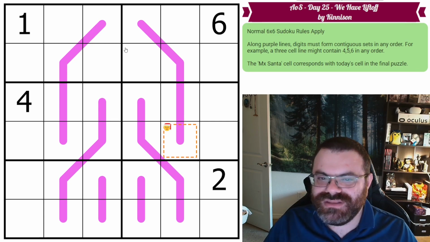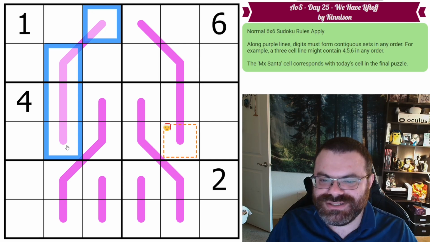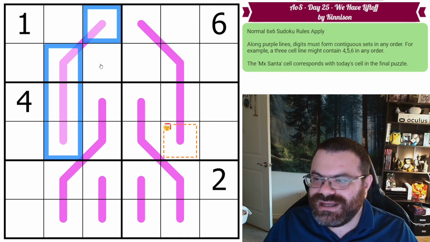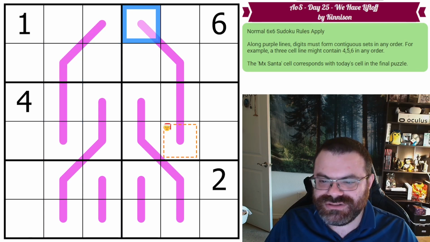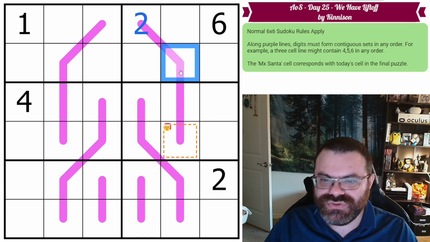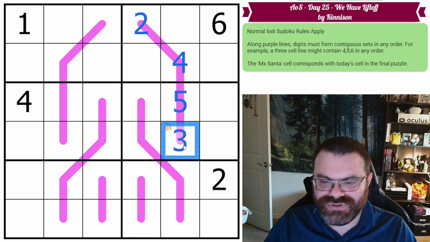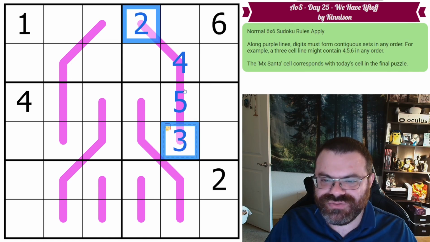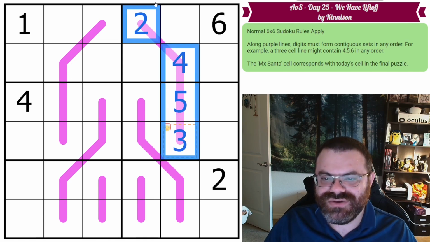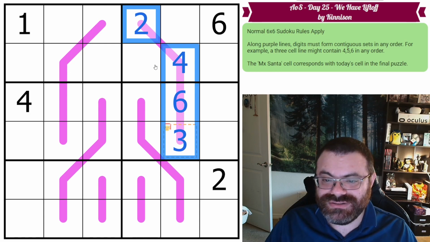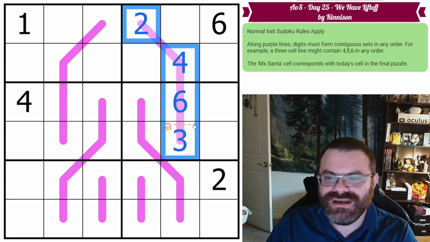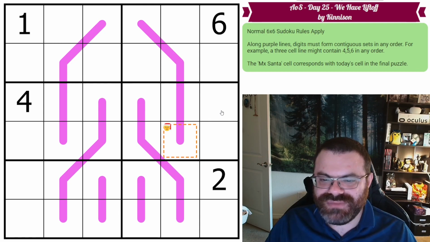Additionally, these purple lines are Renban lines, so they contain a consecutive set of digits in any order. So, for example, this could have 2, 3, 4, 5 on it, but I could go 2, 4, 5, 3, and this does contain 2, 3, 4, 5 in any order, and so that is valid. What I can't do is put a 6 here. 2, 3, 4, 6 is not a consecutive set of digits. The 4 and the 6 don't have a 5 in between. All right, so that is how Renbans work.